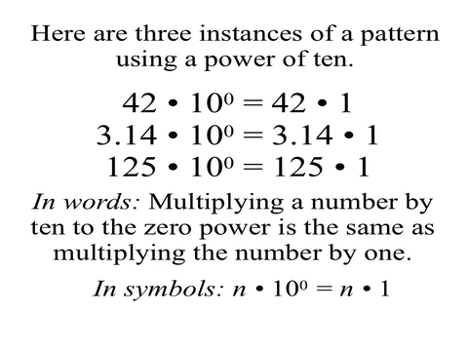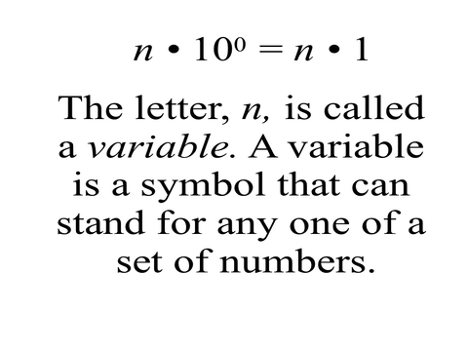And here is the pattern in symbols. N times 10 to the 0 power is equal to n times 1. The letter n is called a variable. A variable is a symbol that can stand for any one of a set of numbers.